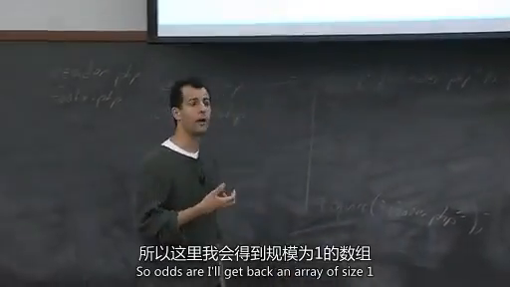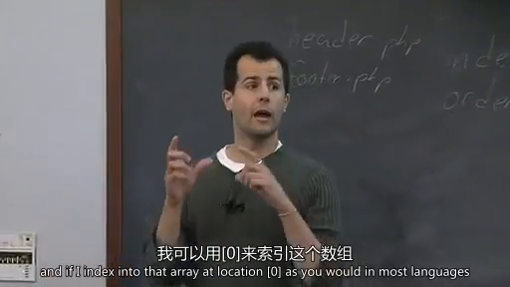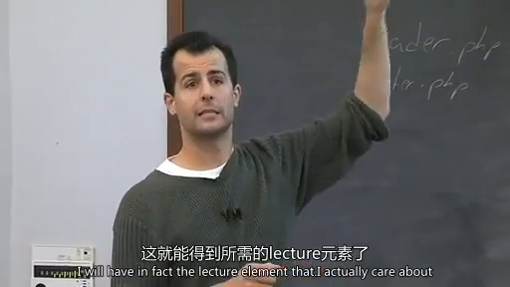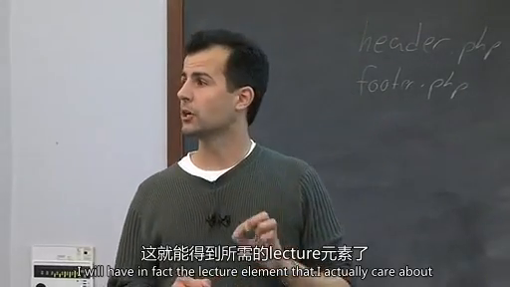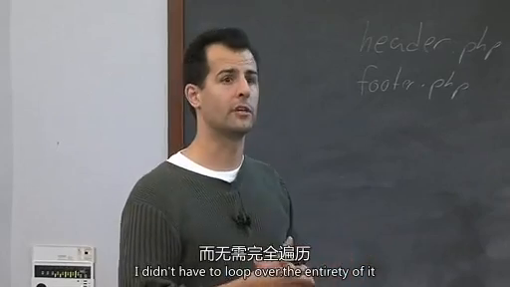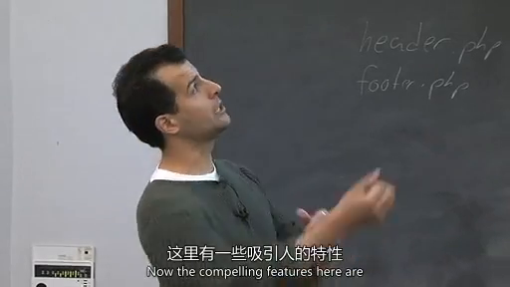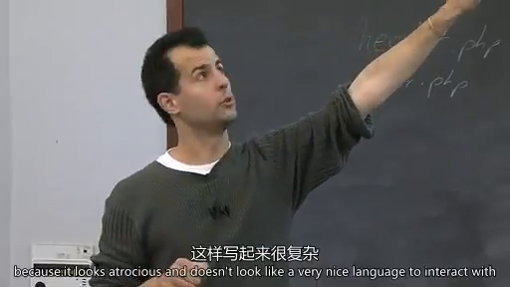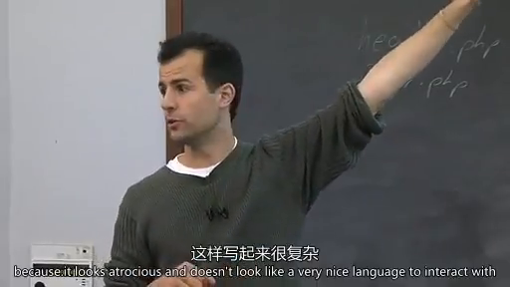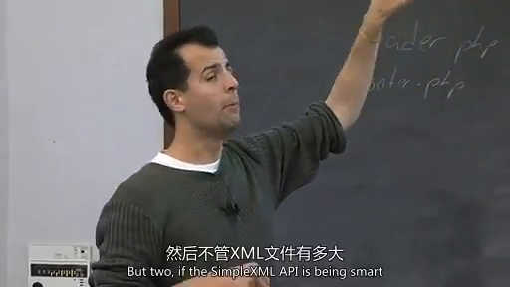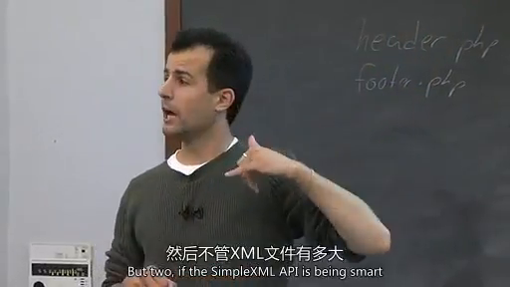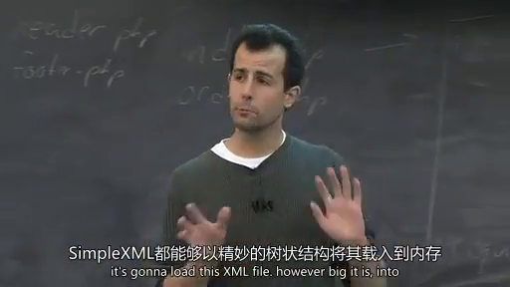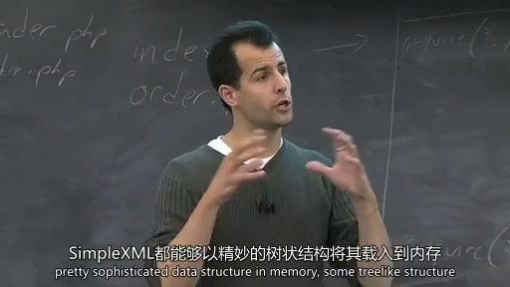So odds are I'll get back an array of size 1. And if I index into that array at location bracket 0 bracket, as you would in most languages, I will have, in fact, the lecture element that I actually care about. And I didn't have to loop over the entirety of it. Now, the compelling features here are, one, rest assured we can simplify the syntax because it looks atrocious and it doesn't look like a very nice language to interact with. But we can clean that up in just a moment. But two, if the SimpleXML API is being smart, it's going to load this XML file, however big it is, into a pretty sophisticated data structure in memory, some tree-like structure.